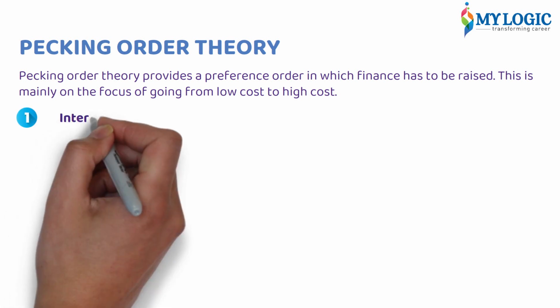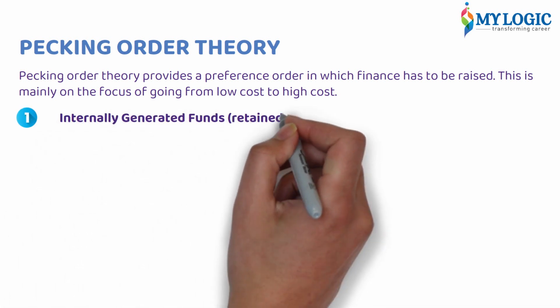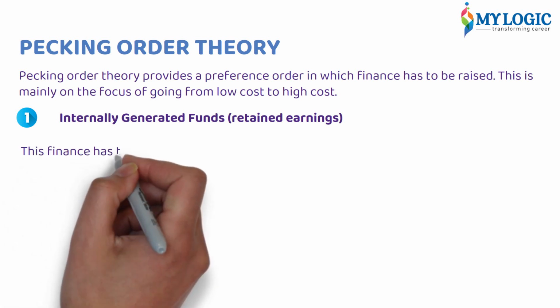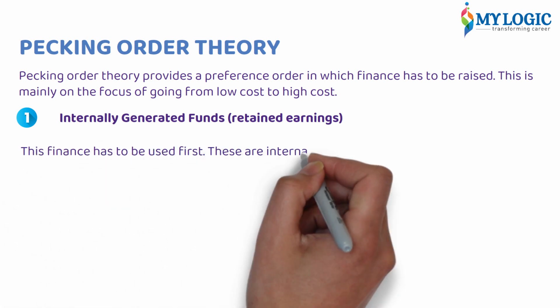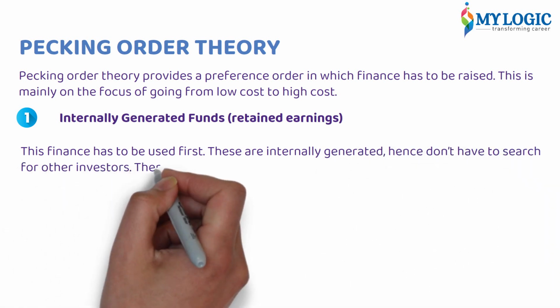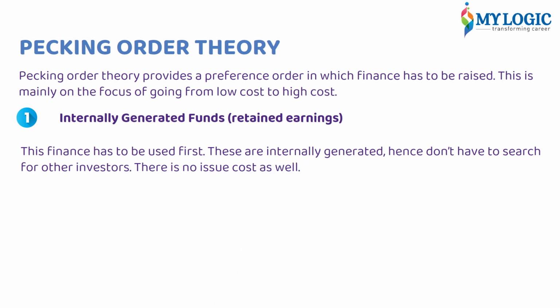Number 1. Internally generated funds, retained earnings. This finance has to be used first. These are internally generated, hence don't have to search for other investors. There is no issue cost as well.